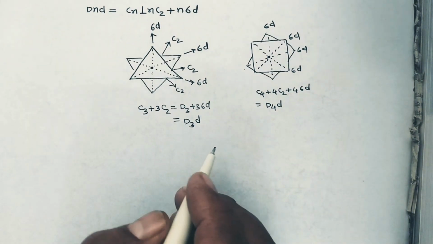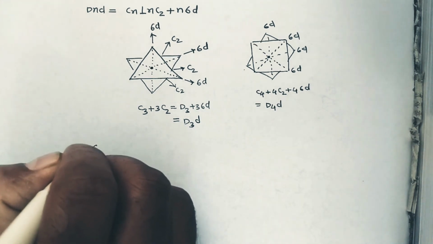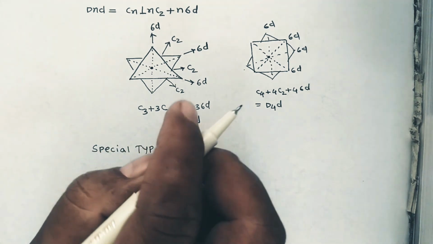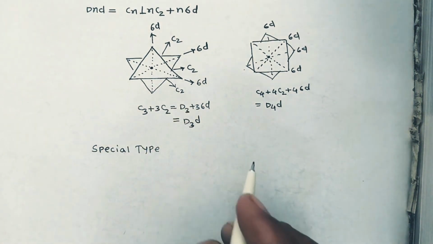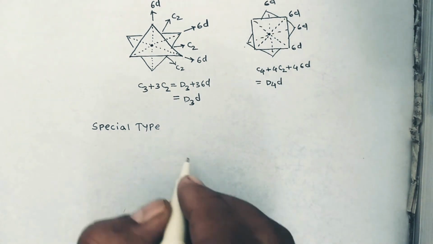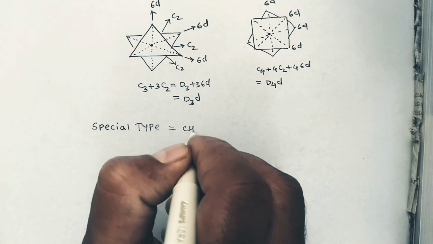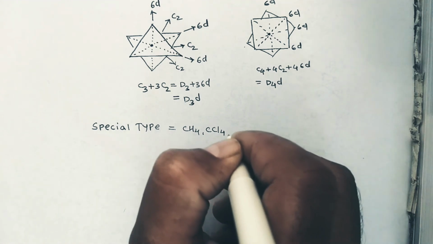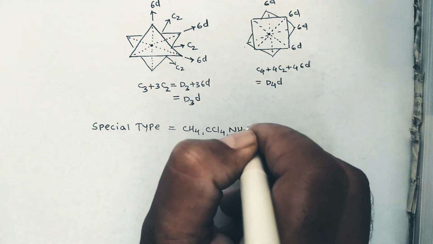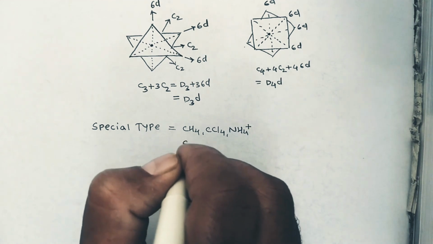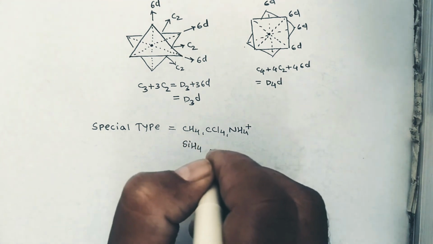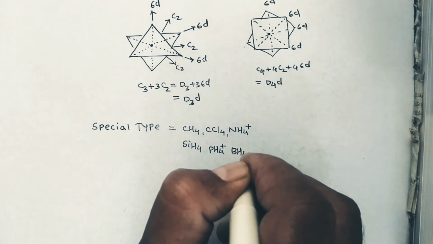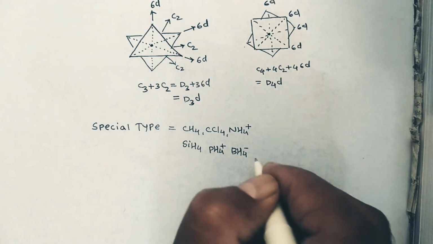Now the next type of point group is the special types of point groups. Special type. Molecules with special symmetry, for example CH4, CCl4, NH4+, SiH4, PH4+, BH4-, etc.